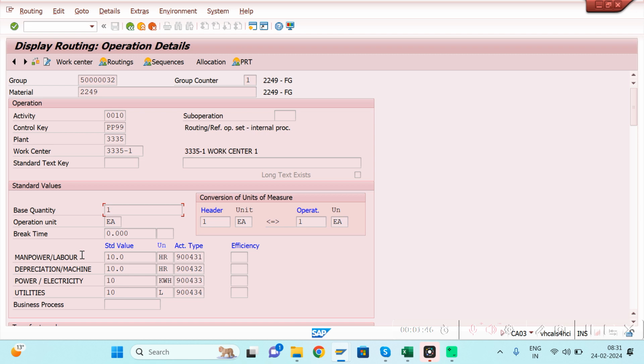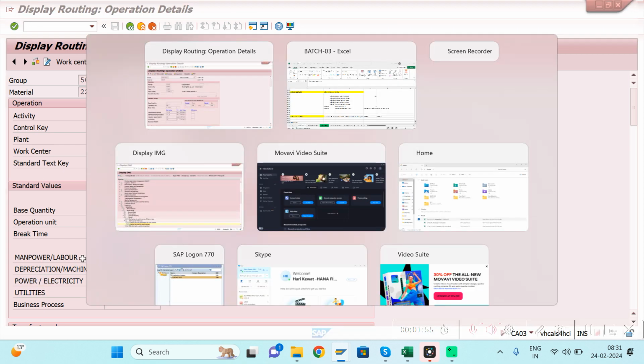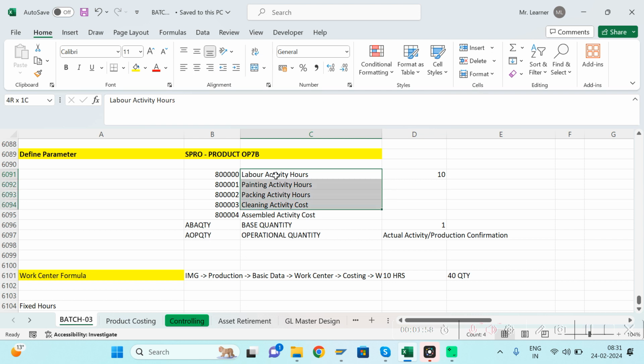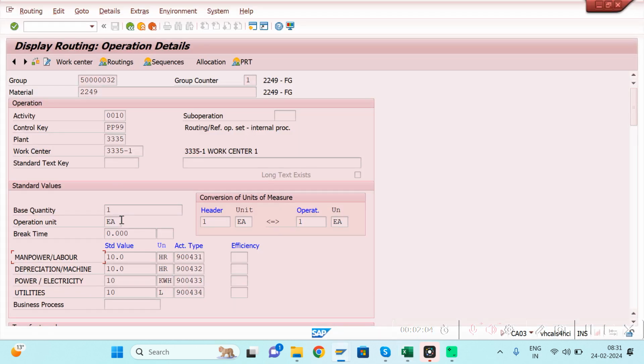These are your parameters. This is for your manpower. This is your machine. This is your power. This is your utility. This is someone else's I'm using, just giving an example. In my scenario, these are the parameters: labor, painting, packing, cleaning, assemble. This is my base and this is my operational. Now, what does it mean? It means that to produce one quantity, I need labor 10 hours, machine 10 hours, and electricity 10 kilowatt. This is the meaning.